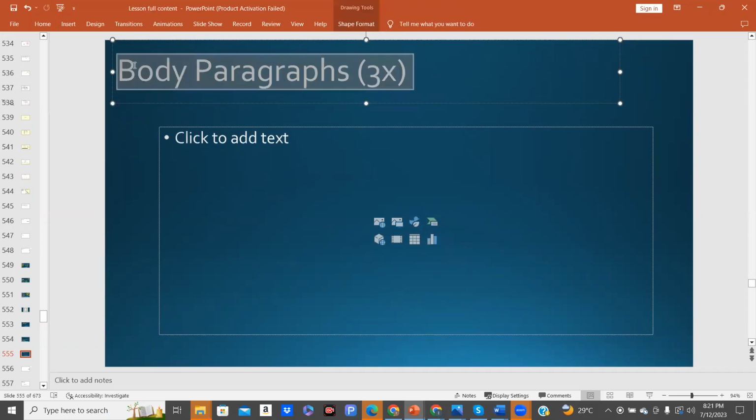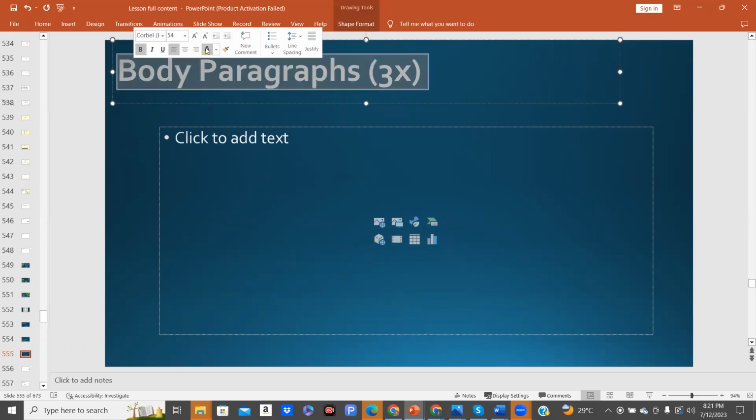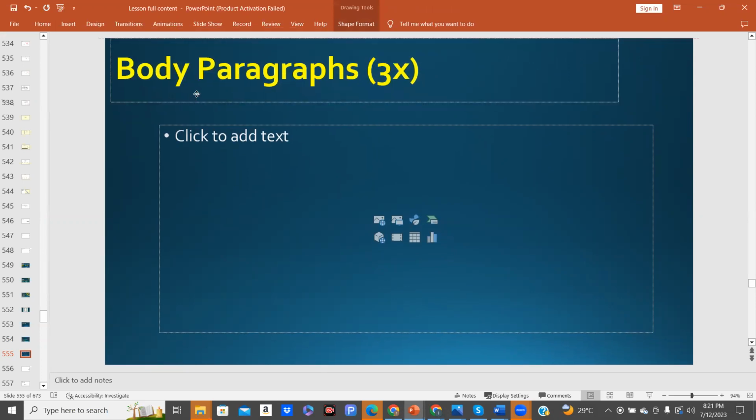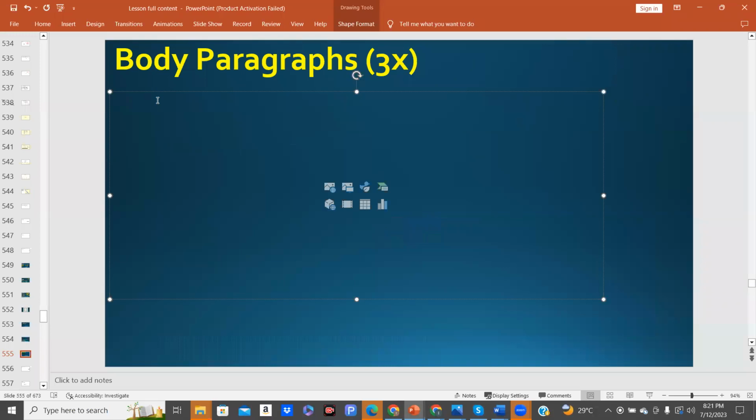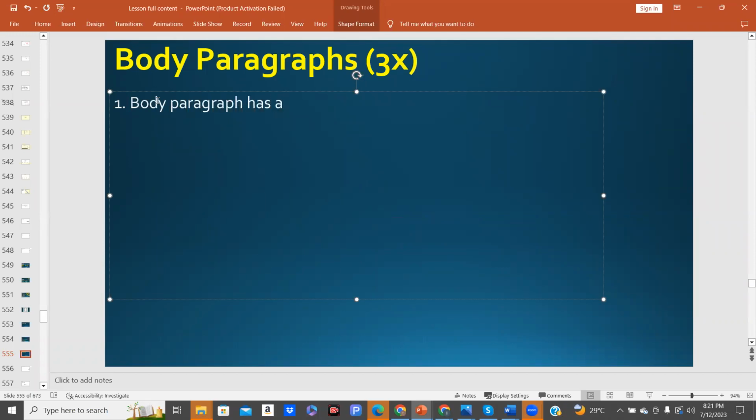So what do you think is the first thing I'm looking for when I look at your body paragraph? We talked about this last class. The first thing I'm looking for is the main idea. What's that word? Topic sentence. So the body paragraph has a topic sentence.